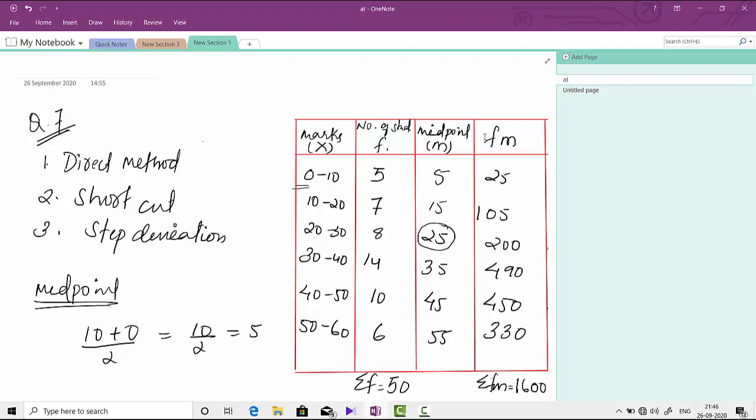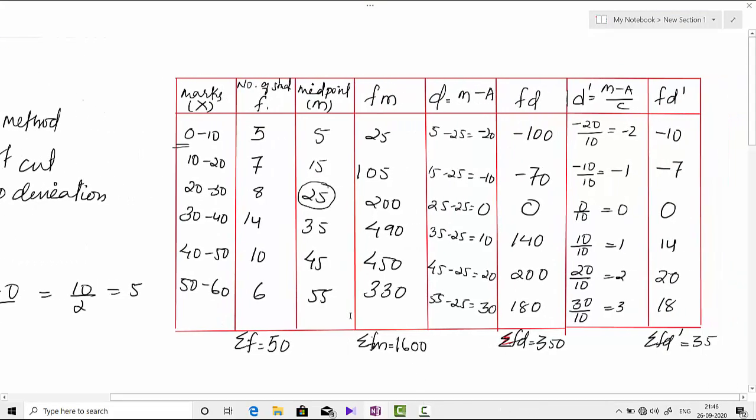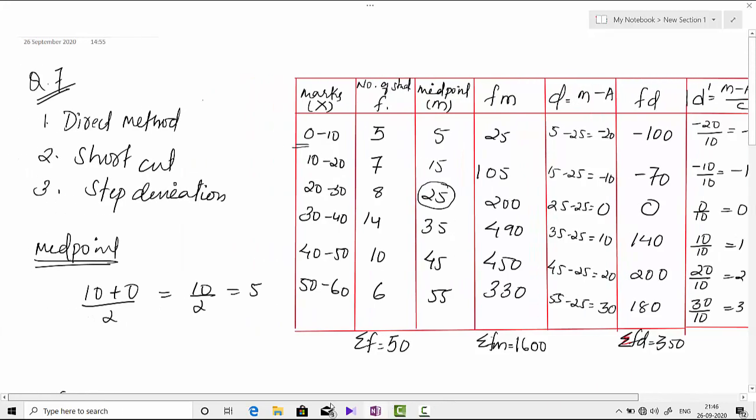The first thing you have to do here is make a table. I have made a table for all together. I have also told you in the class that it is up to you. You can make a separate table for the direct method, shortcut method, or step deviation method, or you can make all the steps in one table itself. It is all up to you, whatever is convenient for you. So let's start. We will be solving it in the direct method first.